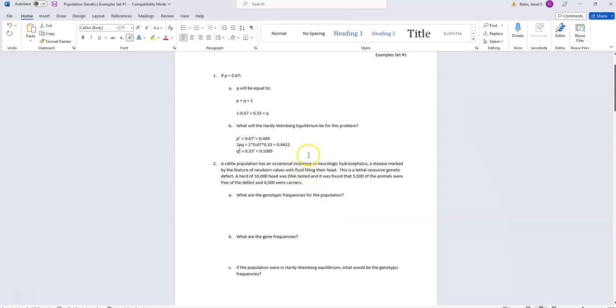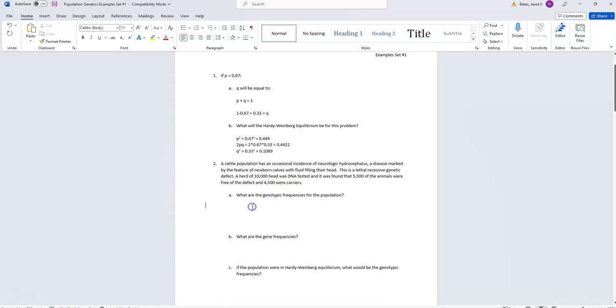So here we have number 2. A cattle population has an occasional incidence of neurologic hydrocephalus, a disease marked by newborn calves with fluid filling their head. It's a lethal recessive genetic defect. You've got a herd of 10,000 head that's been DNA tested. 5,500 of the animals were free of the defect, and 4,500 were carriers. What is the genotypic frequency for the population?